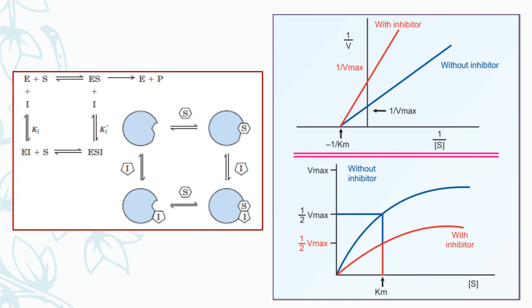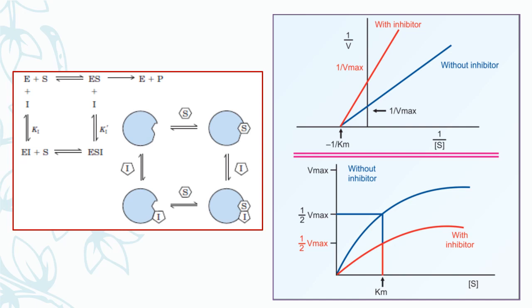Okay. Now in mixed inhibition, what happens? What is the difference between uncompetitive and mixed inhibition? In both cases, there are separate sites for binding of the substrate and inhibitor. The substrate binding sites and inhibitor binding sites are separate. Okay. The inhibitors are not structural analogs of the substrate. In both cases, inhibitors are not structural analogs of the substrate.